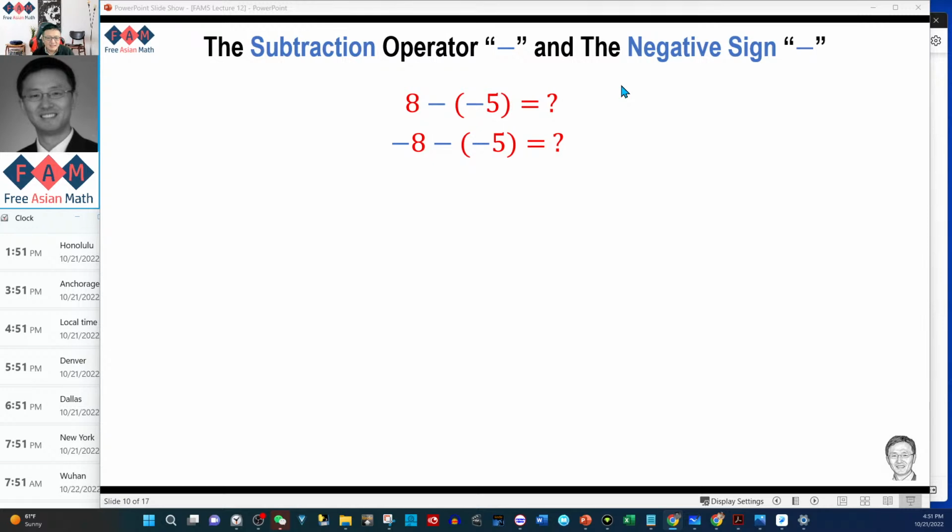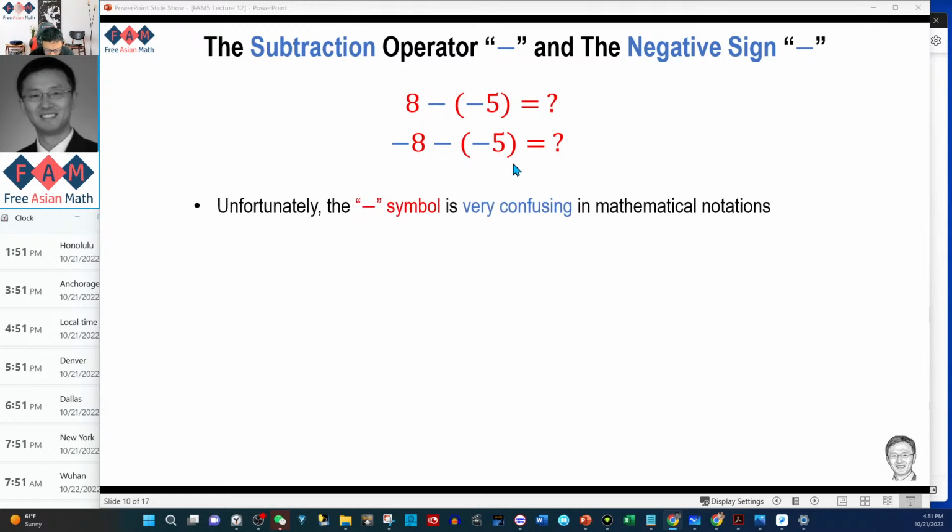Okay, so first we need to clarify this symbol. In mathematics, very unfortunately, this symbol is very confusing in mathematical notation for beginners. And even for many adults, they cannot really explain what it is. That's the reality in America, unfortunately. So what does this symbol mean in mathematics? Well, we have so far learned two meanings for this symbol.